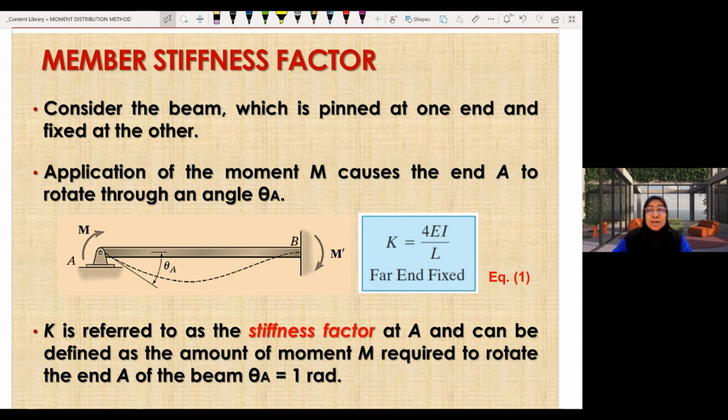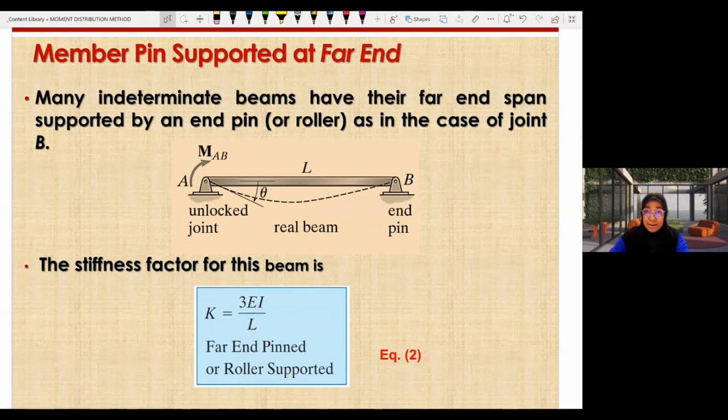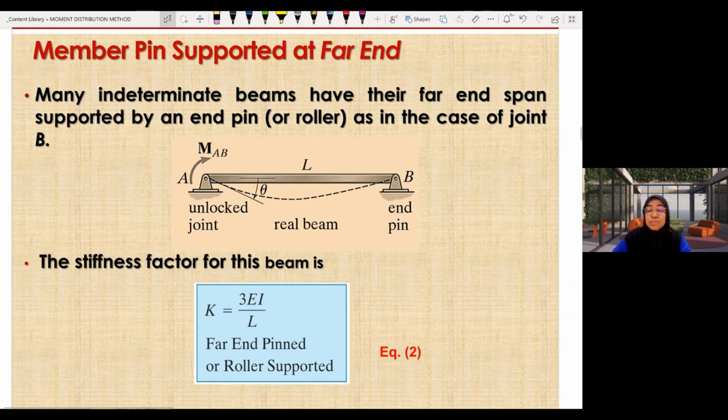And as usual, the stiffness is influenced by E, I, and L. E is the material property, I is the section property, and L is the length of the member. Please remember K for far end fixed is 4EI over L. I don't want to show how we get that, because the derivation of 4EI over L was discussed in the slope deflection method, which is not covered in this topic, moment distribution method.